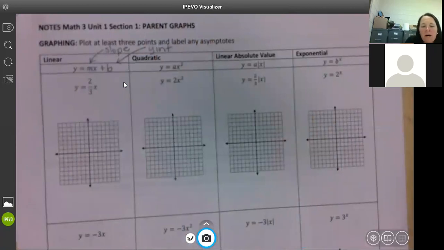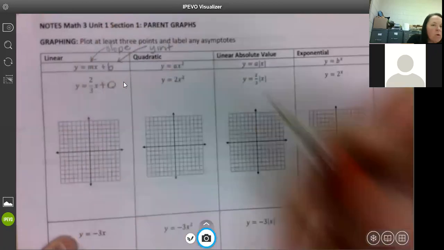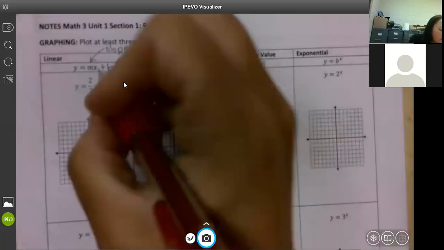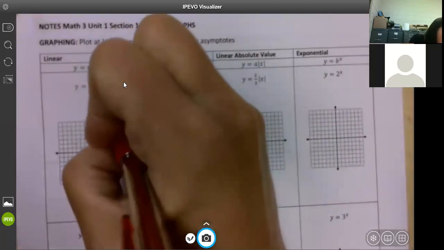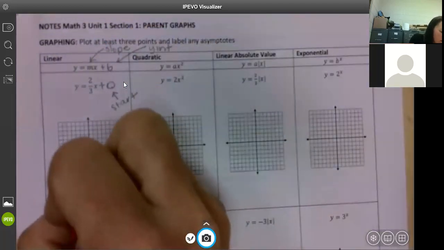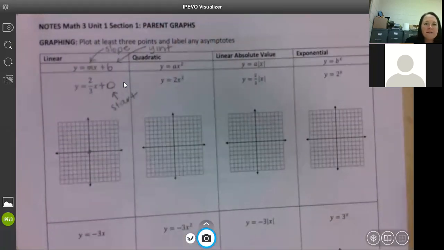On this one, we have the equation y equals 2/3 x. I can put this plus 0 or not, but that plus 0 represents the y-intercept. I'm going to go through this one, but I'm going to ask you questions on the next one, so be ready to answer questions. That plus 0, again, is the y-intercept. So this is where you start graphing. I'm going to start at 0 and plot a point.